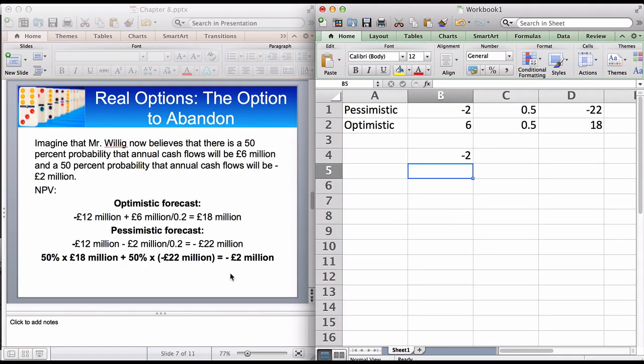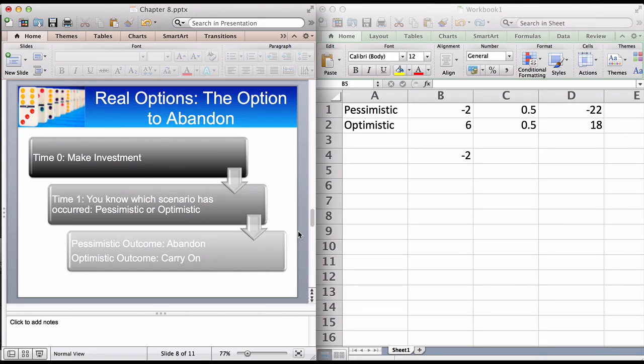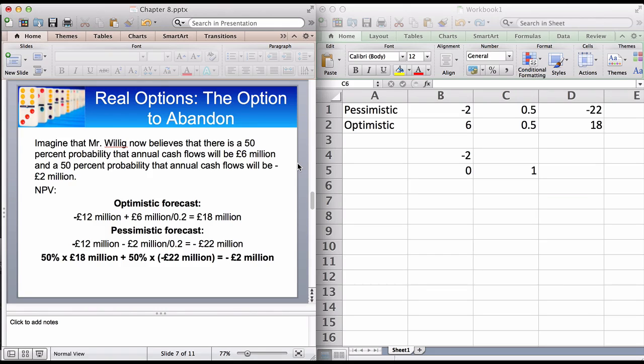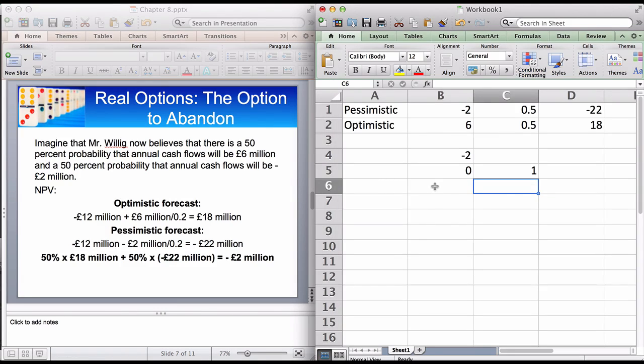If we're going to exercise the option to abandon, then what we're going to do is continue on with the project if it's optimistic, but if it's pessimistic, we stop after 1 year. So what happens then? If we stop after 1 year, we have a different cash flow stream because you've got the initial investment and you only have one cash flow. So it's not a perpetuity anymore. You abandon the project after 1 year. The initial investment is 12 million and you get 2 million in loss after the first year.